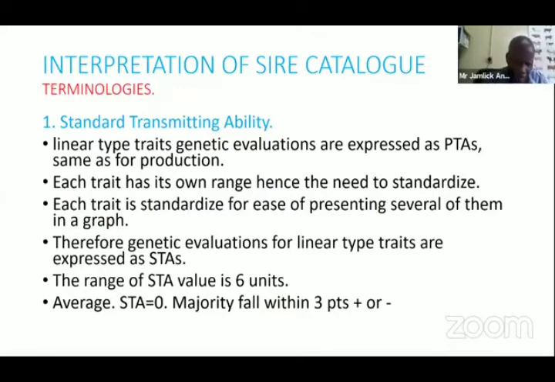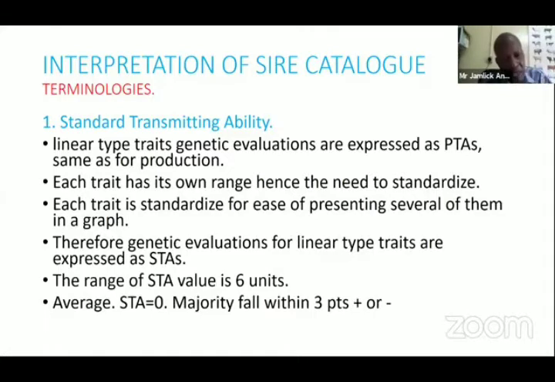And when they are standardized, the range of the standard transmitting ability value is normally 6 units. So they are normally presented in 6 units, and they have a base, what they call the mean, which is normally reflected as 0. So the average is 0. Just as we said for PTA for production, the genetic base is normally 0. So when an animal posts a genetic value or predicted transmitting ability of, let's say, 200 kg, it will be indicated as plus 200. If it is negative, you'll find minus 200. It means when you use this bull, the effect on the totals will be minus 200.